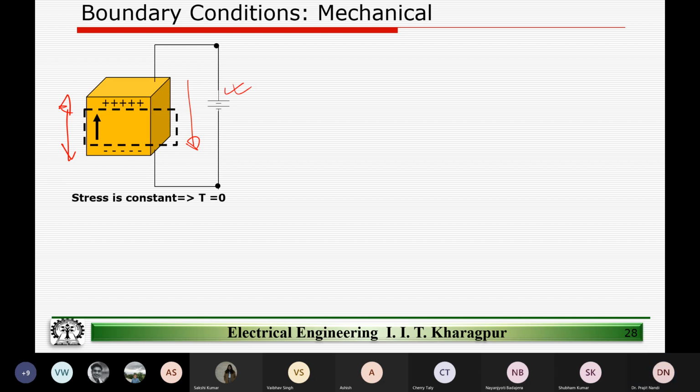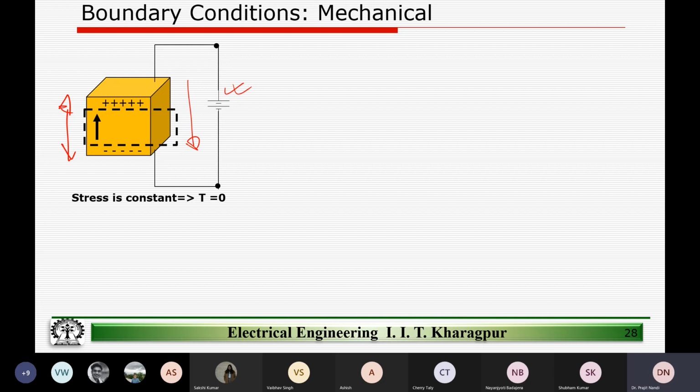So what is this condition? Here I'm saying stress is constant and I can say T is equal to 0. Now, why am I saying that? Somebody can say, sir, but the material has deformed, and so for sure there is strain. We can see that the material has deformed and the length has reduced. So if there is strain, there must be stress, right? The answer to this is no. There is no stress in this condition.